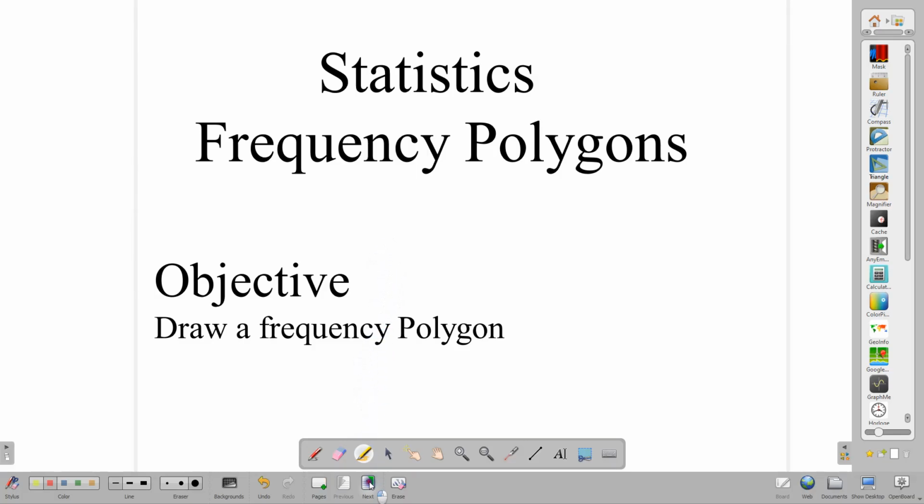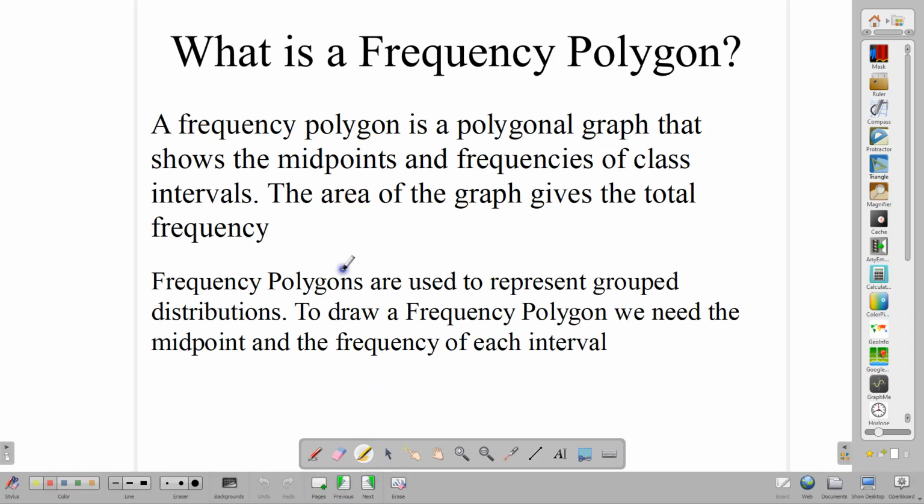And so we start first by asking ourselves, what is a frequency polygon? A frequency polygon is a polygonal graph. A polygonal graph means that it derives from a polygon. A polygon is closed and is made from straight lines. Therefore, a polygonal graph must be made from straight lines, and it must be closed as well. So the frequency polygon will be made from straight lines, and it will be closed. It's closed on the y-axis.